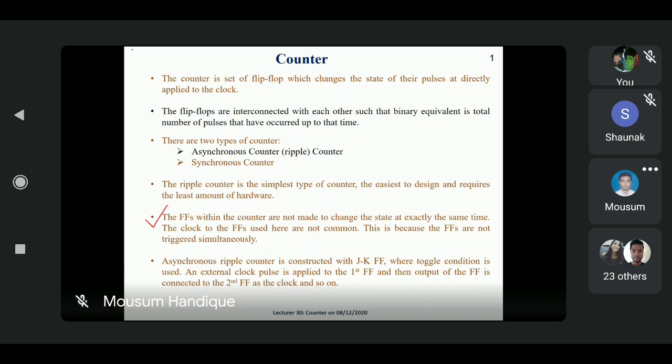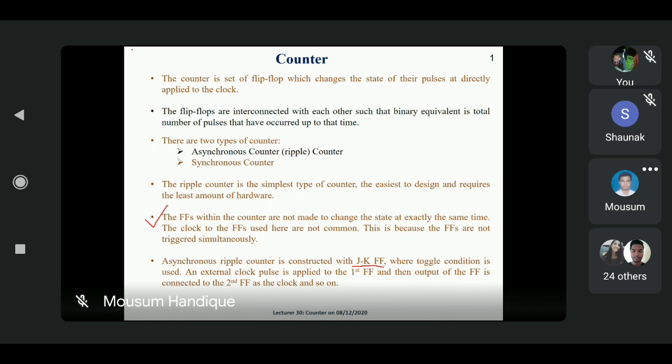So how can we use the clock pulse? See the last point: an asynchronous ripple counter is constructed with JK flip-flops. Generally, we are using the JK flip-flop. Why? Because the toggle condition is used. So why are we using the toggling condition? You know what toggle is? Toggle between what? It is 0 and 1.